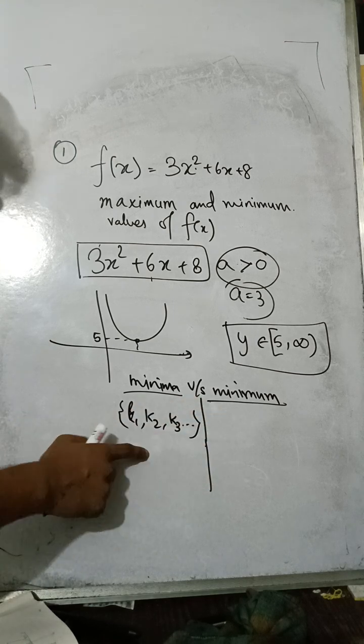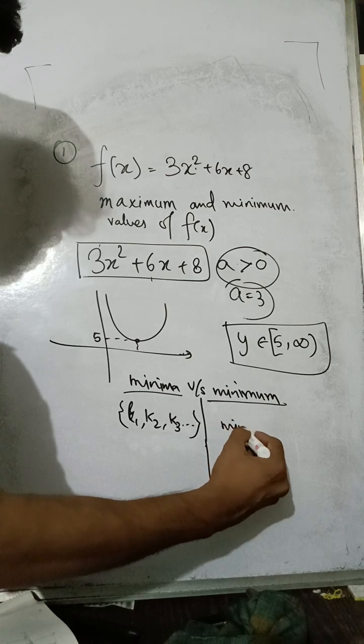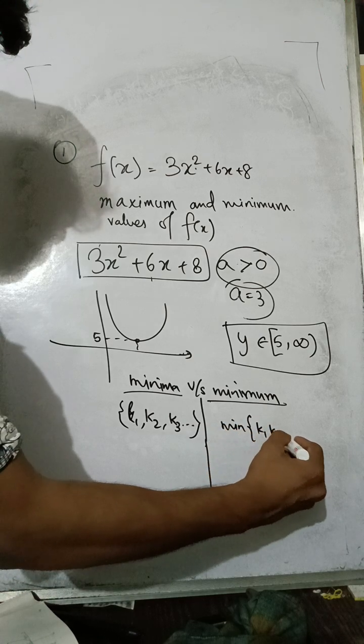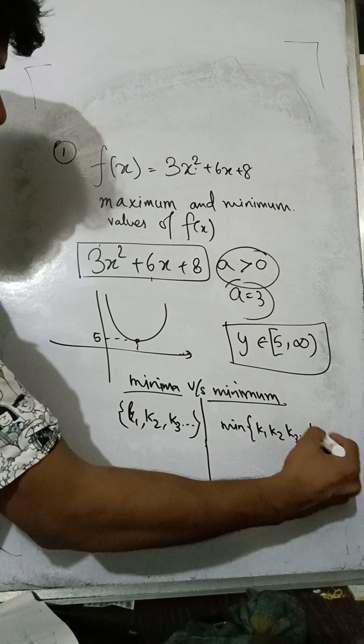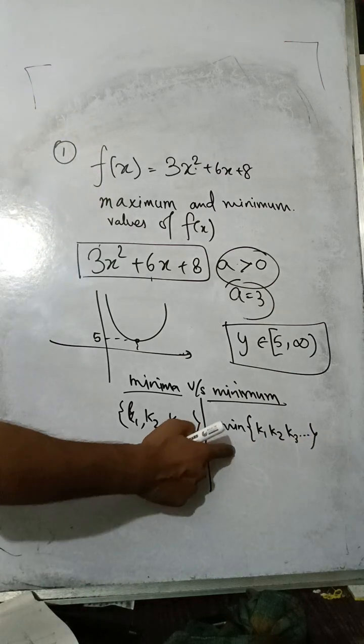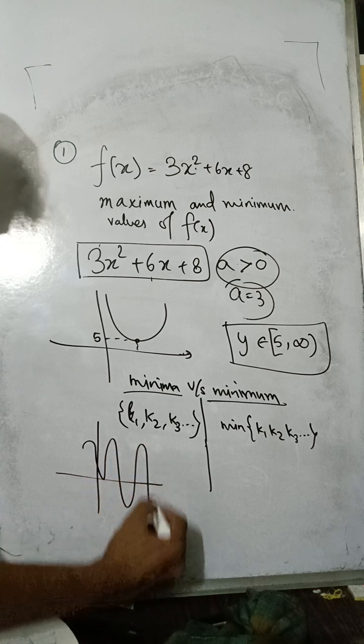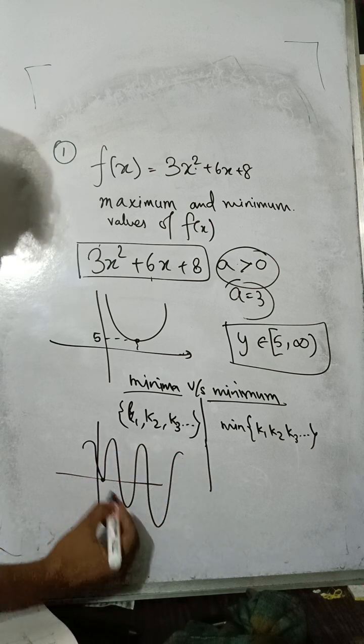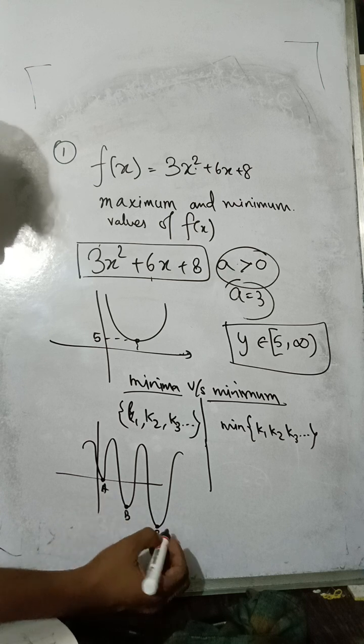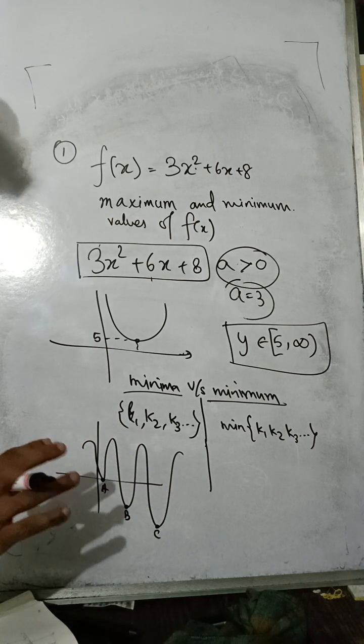value, which has the least value. Minimum of all these kings. That is basically the minimum. Okay, so for example, you have a curve like this, suppose. Here this point is a minima, this point is a minima, this point is a minima. A, B, C, all are minima. All these 3 points are minima.